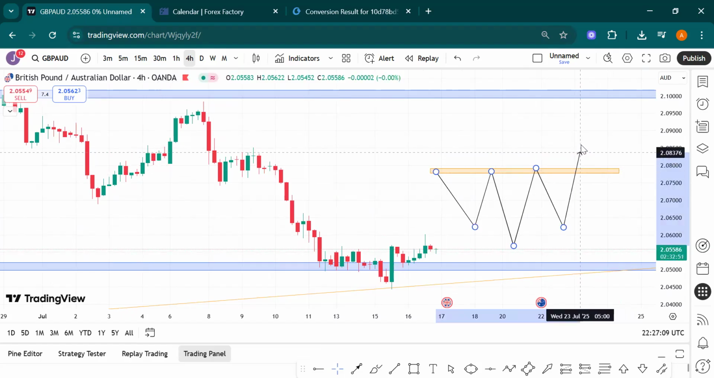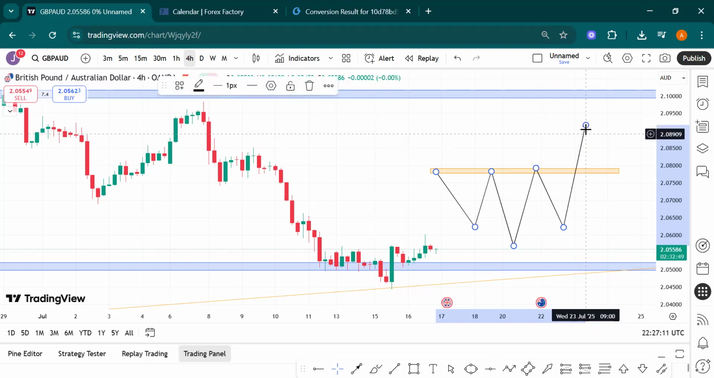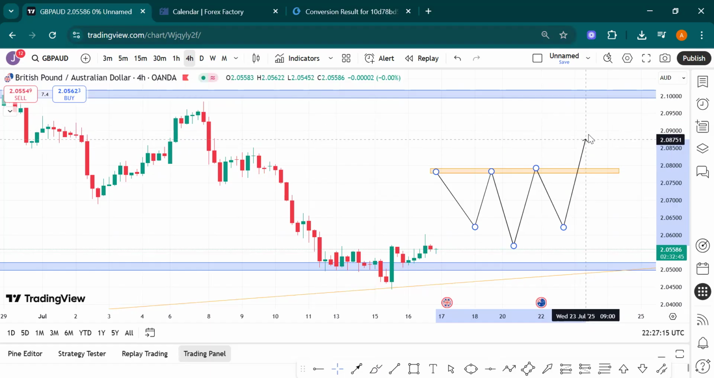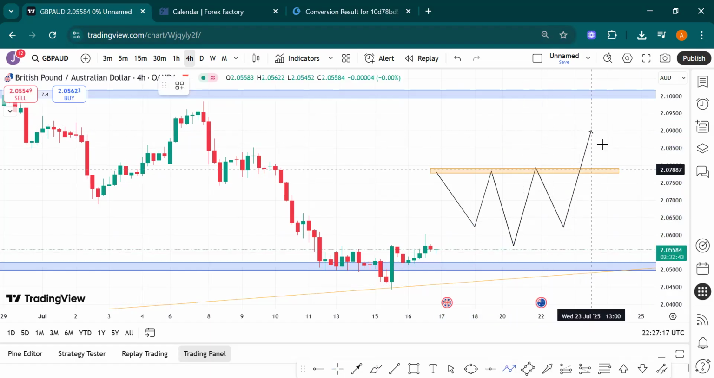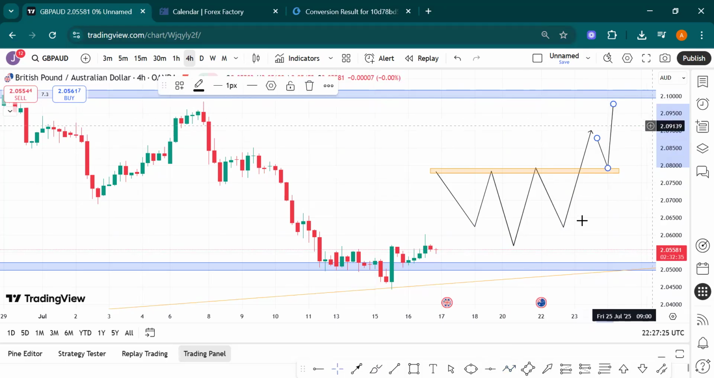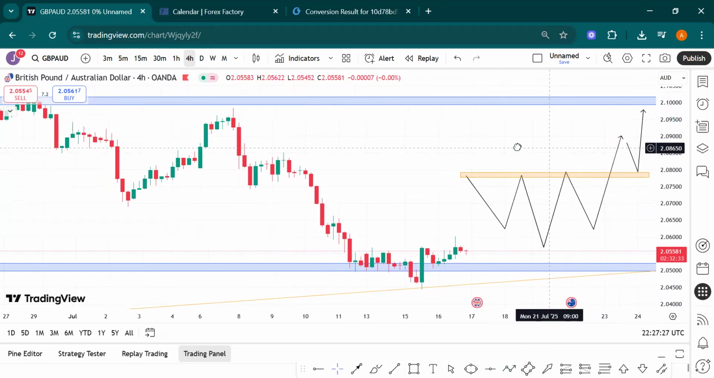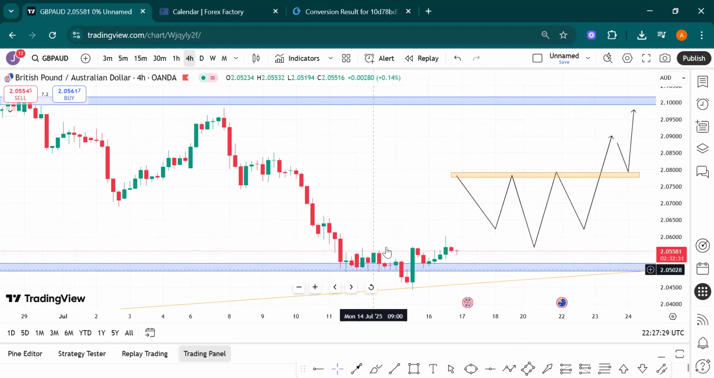for price to break this neckline, and then we wait for price to make a retracement. Once price breaks this neckline, we wait for price to make a retracement back to the neckline, and then we take our trade. So now, what we've just explained, let's try to apply it to what we have here.